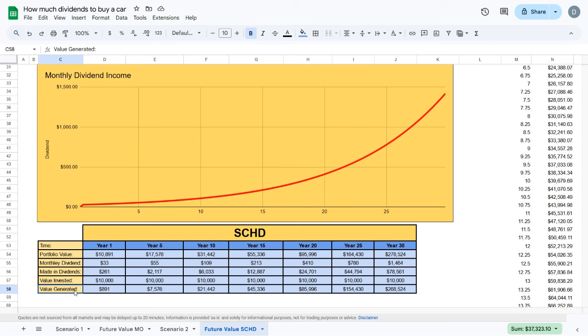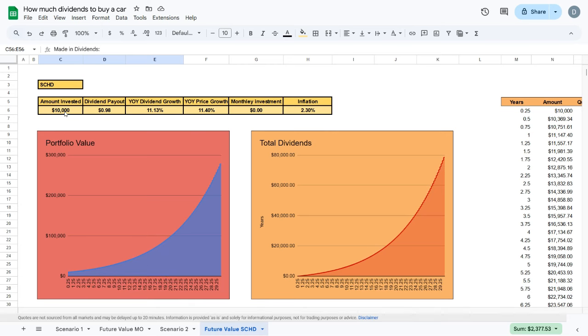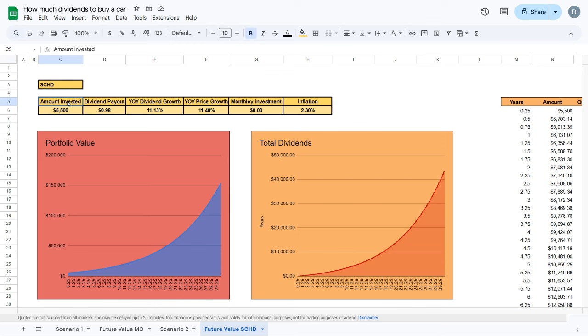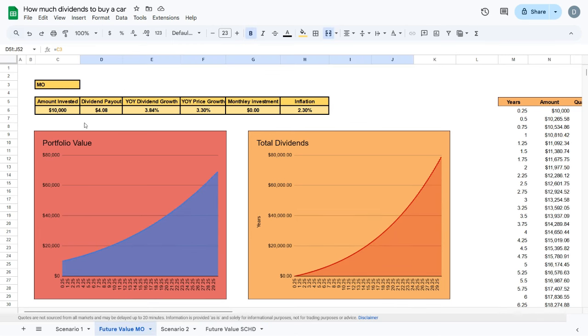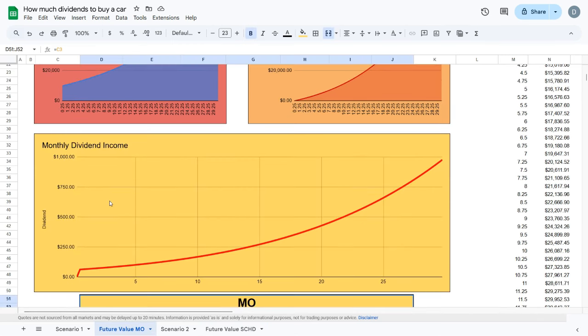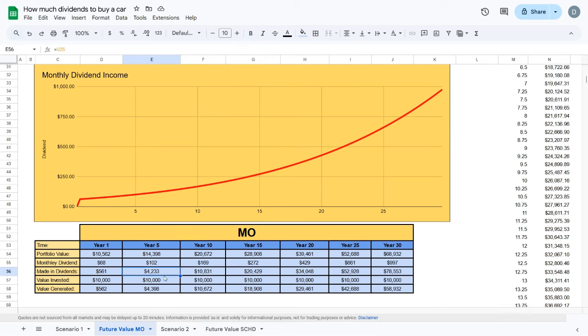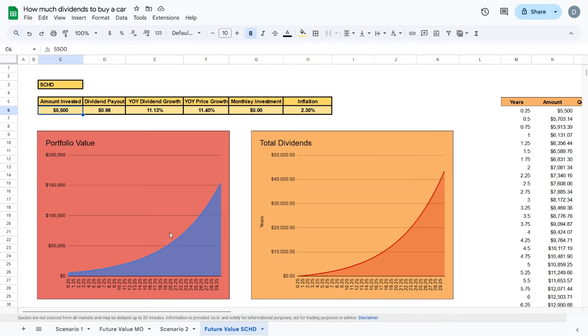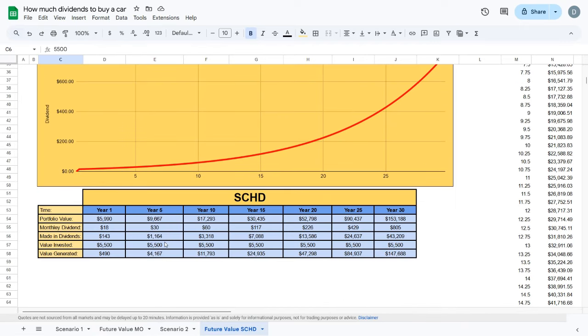Now say we didn't actually mind using the overall value generated instead of using purely dividend income. And in that case, we could only invest $5,500 a single time. And this is actually twice less than what we had to invest in Altria to be able to generate $4,200 within the set time period. So if we jump back to SCHD, we can see that investing only $5,500 would actually generate us a value of $4,200 within the 5 years.